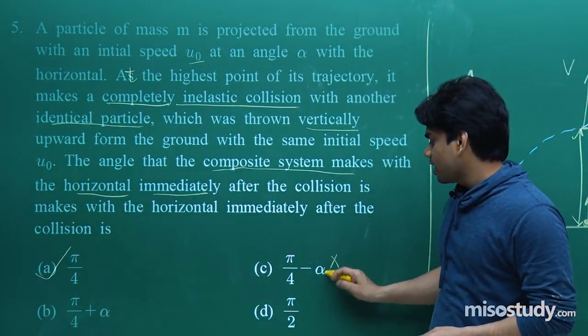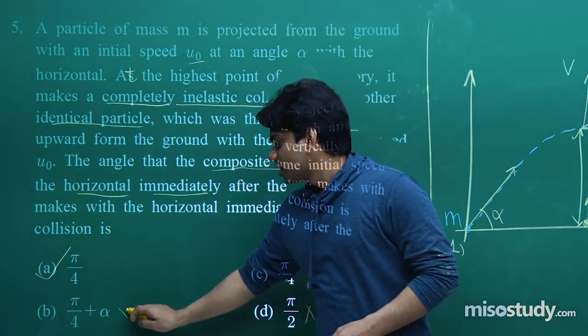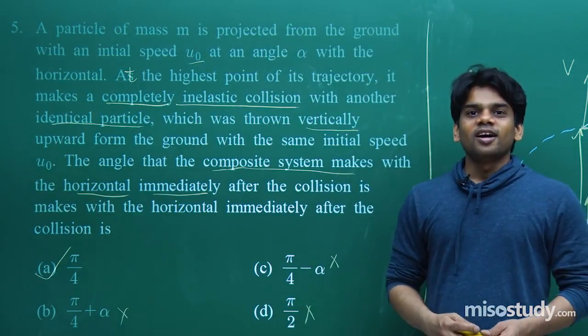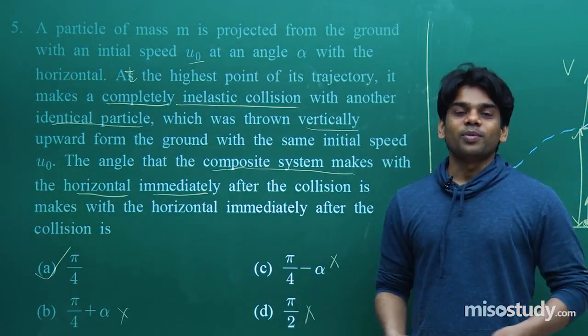The rest are incorrect. Alpha has got no role to play. The answer will be pi by 4.